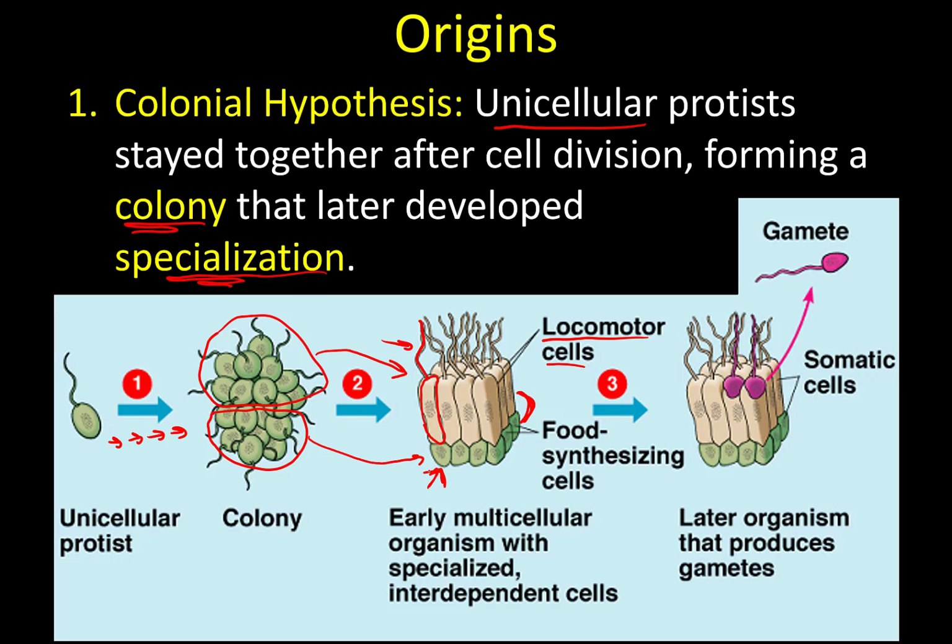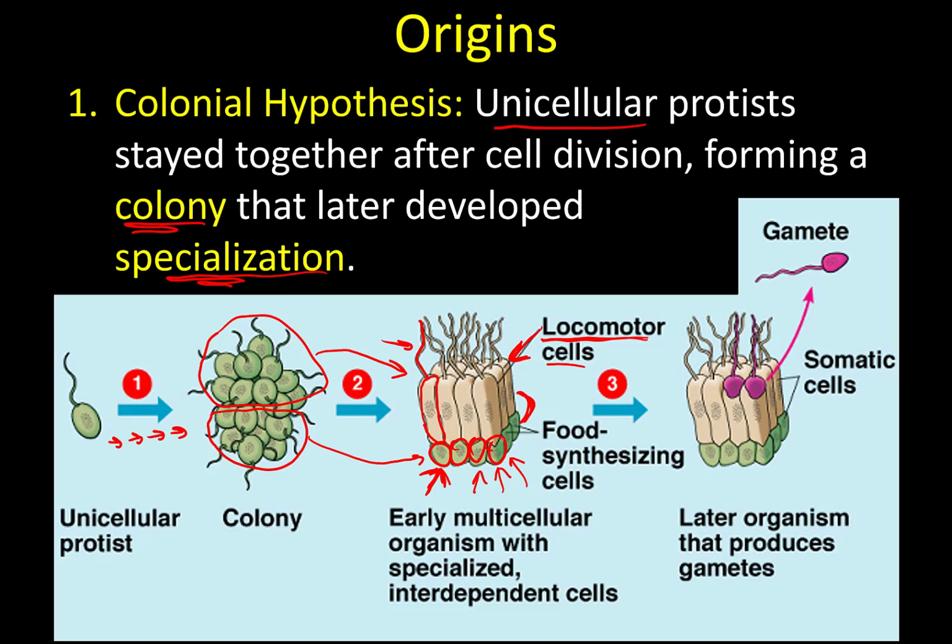The food synthesizers can't move around in their environment without the locomotor cells, and the locomotor cells can't feed themselves without the food synthesizers. This creates codependence, which is really at the heart of being a multicellular organism. But it's not just enough to have cells that do different things in your body. To be a multicellular organism, you can't be a group of separate individuals anymore. You need to be a single individual who just happens to be made up of many smaller parts.